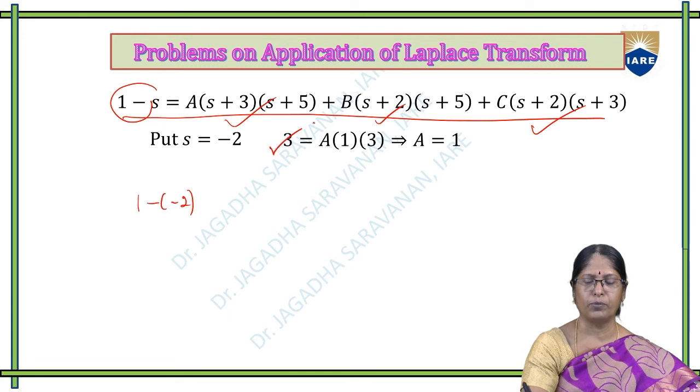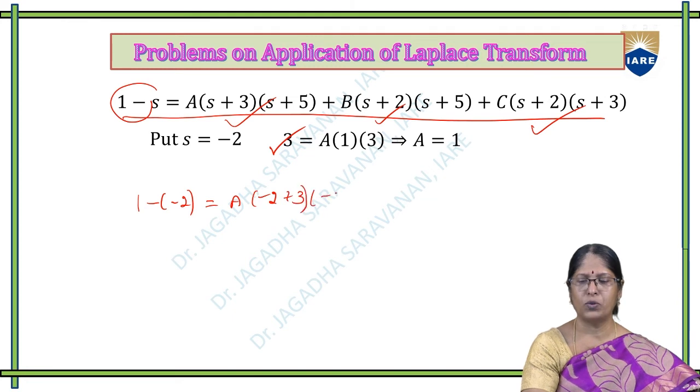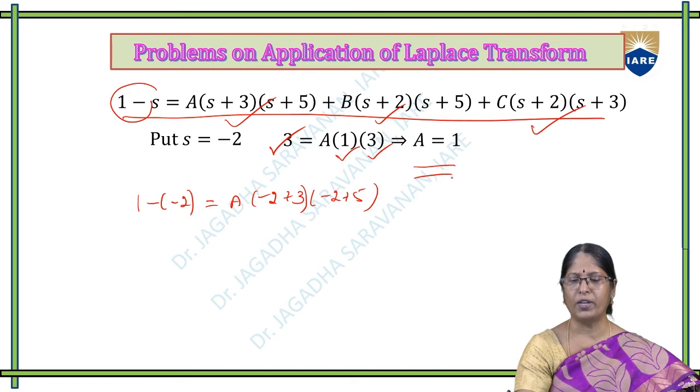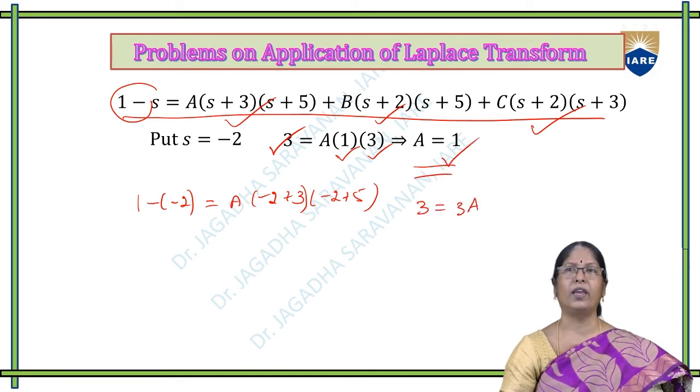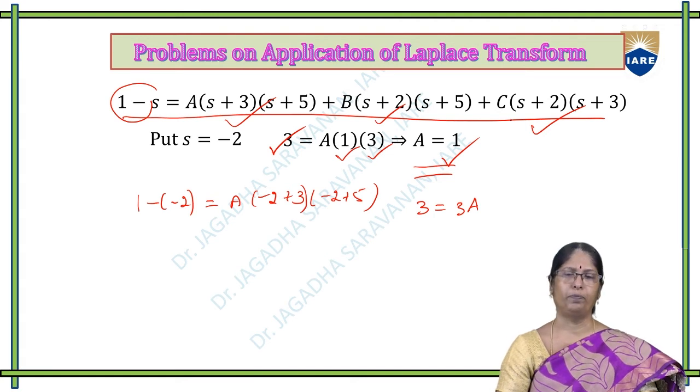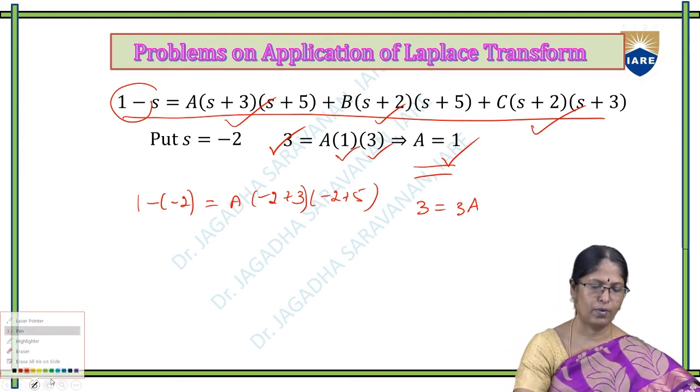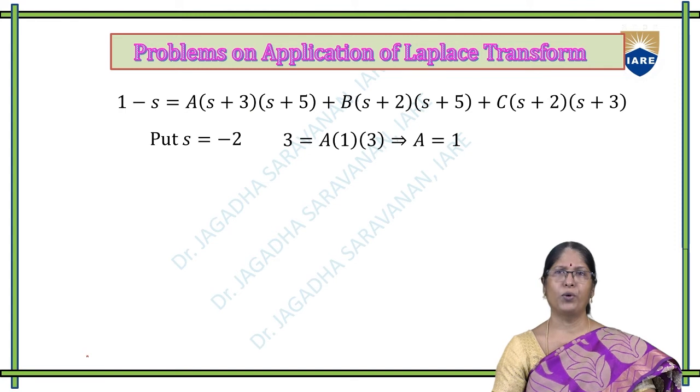So it has become 3. This place a of minus 2 plus 3 minus 2 plus 5. So it is 1 and 3. We got it. So 3 equal to 3a, nothing but a equal to 1. So 1 we got it.